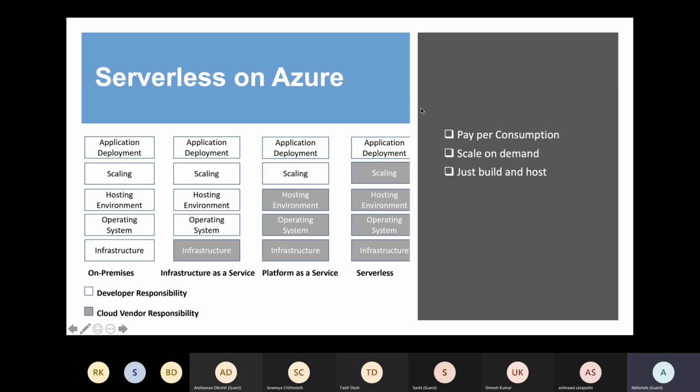Okay. Now let me briefly touch upon the evolution of this serverless service, how it came up. Earlier we used to host everything on premises. We used to have the infrastructure; when I say infrastructure, we used to build our own data centers. Inside the data centers, we used to put our operating system. On top of the operating system, we used to have our hosting environment. Once our hosting environment is ready, we used to do the scale settings and application deployment, of course, as the application runs on top of this environment.